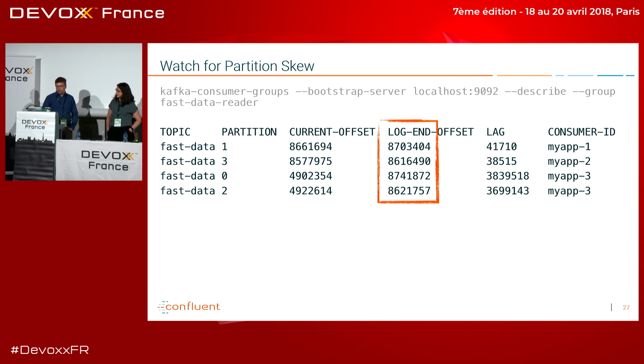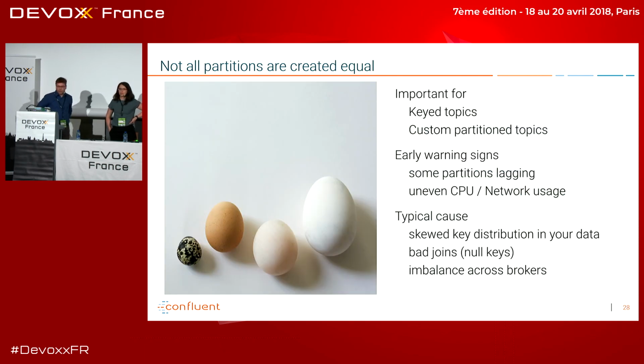The next one is you also want to watch out for some partition skew. In this case, one easy way to look at that is just to look at the log end offset in the same output. And what we can see here is that we roughly have the same number of messages in each partition. That means our partitions are fairly well balanced. We have the same number of messages. But if that's not the case, we need to look a bit more in detail and watch out for this. Why is this important? Because if you're using keyed topics, or if you're using custom partitioned topics, now suddenly you're not distributing messages randomly to any given partition. You're actually sending them to a very specific one.